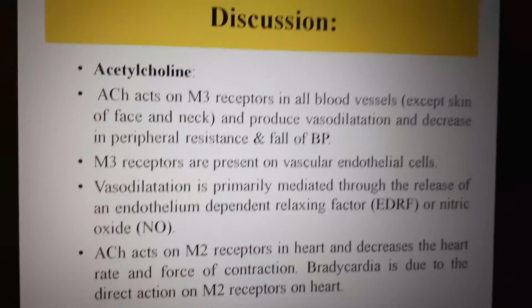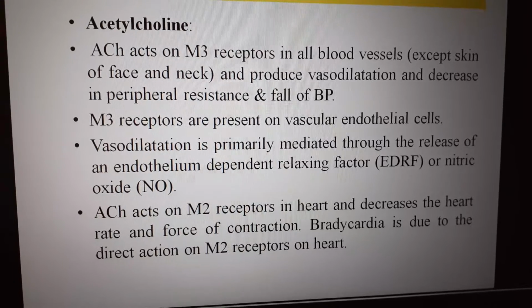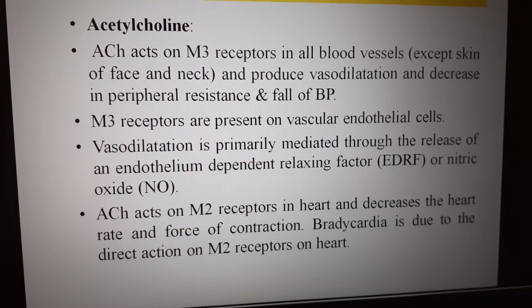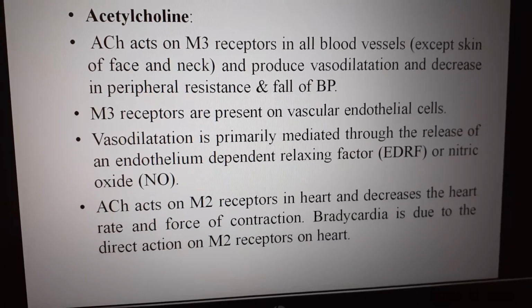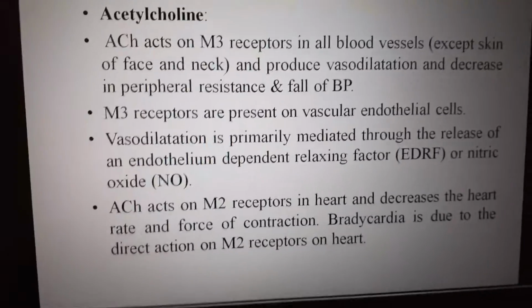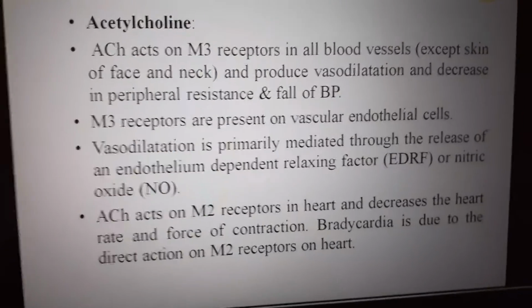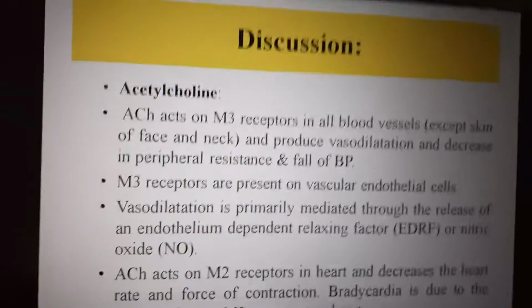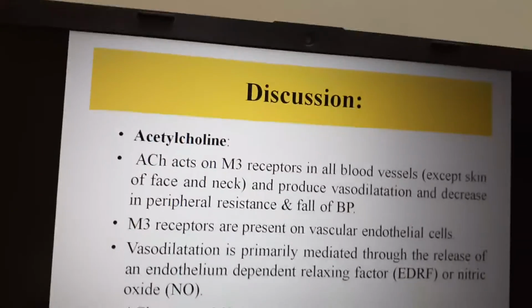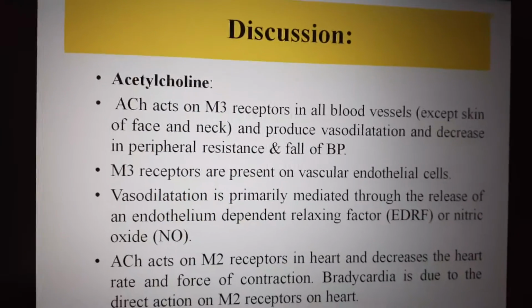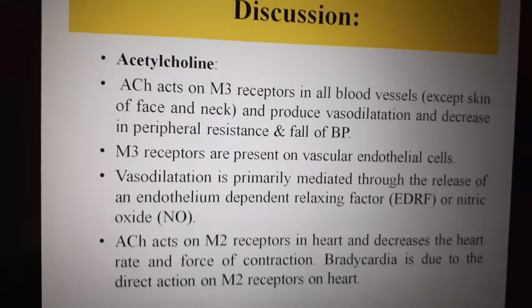Acetylcholine is cholinergic drug. It has M2 M3 action. By M2 action it decreases heart rate, while by M3 action it will cause vasodilatation. So it leads to a sharp fall in blood pressure, which returns to normal very quickly because acetylcholine is rapidly metabolized by cholinesterase enzyme.